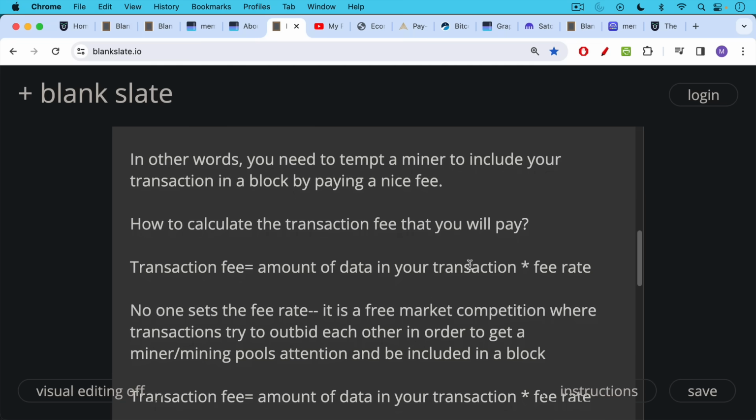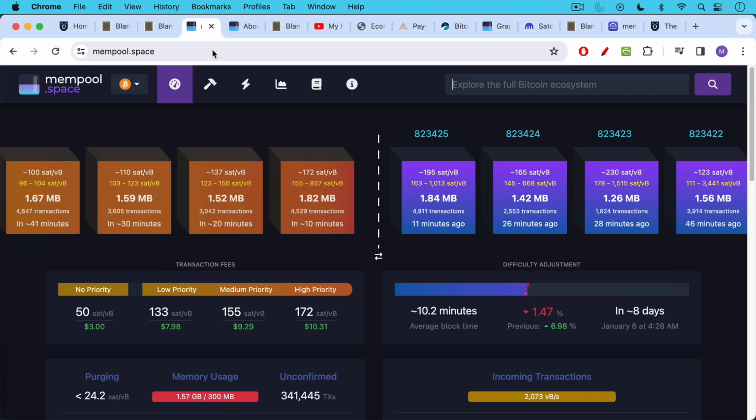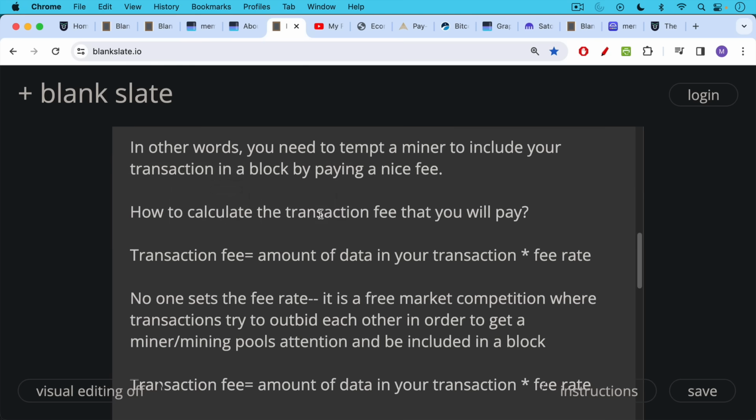No one sets this fee rate. It's a free market competition where transactions try to outbid each other in order to get a miner or mining pool's attention and be included in a block. So we're talking about these fees here, these transaction fees, and this is just an indication of what's working at the time. We can see this moving around even as I'm making the video.